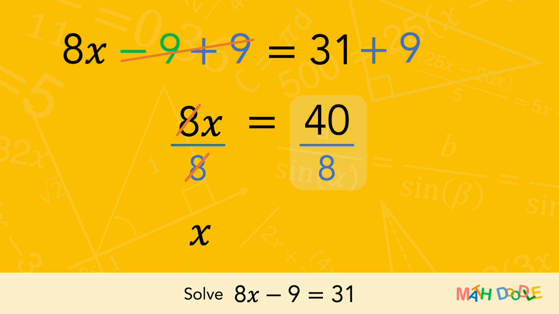Then, let's simplify the right side of the equation. 40 divided by 8 is 5. So, the answer is x equals 5.